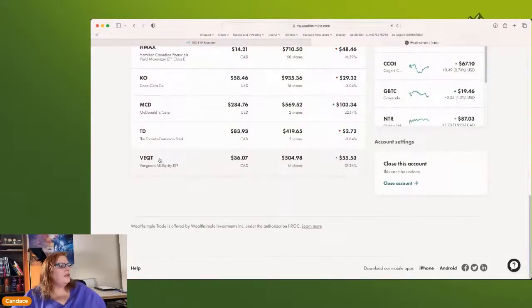So VEQT. So they invest in everything. So we're talking international, emerging markets, all of that fun stuff. And they're up 12.36%.